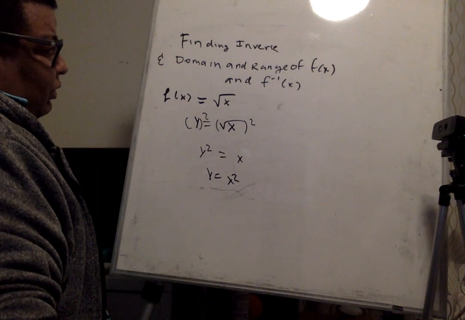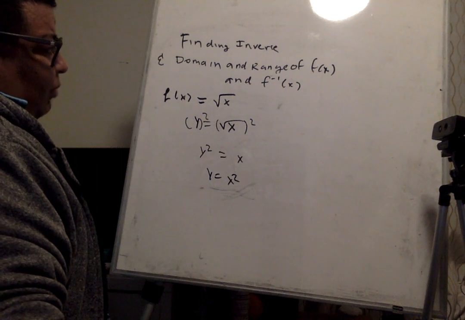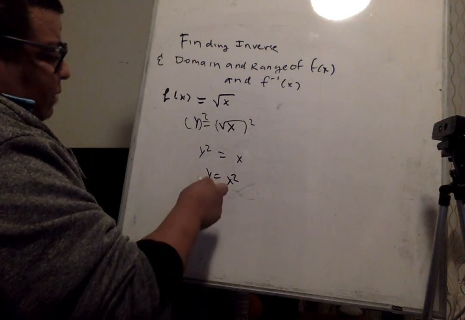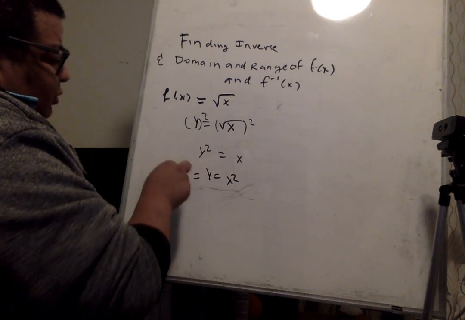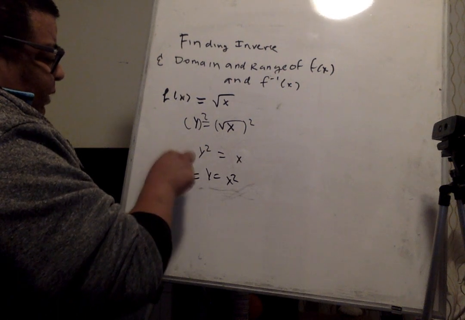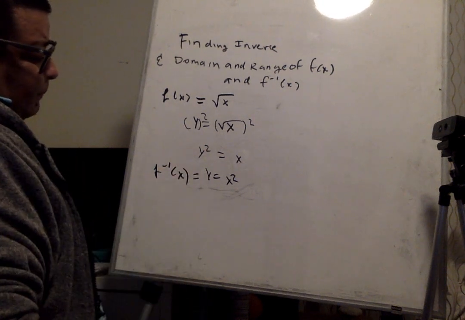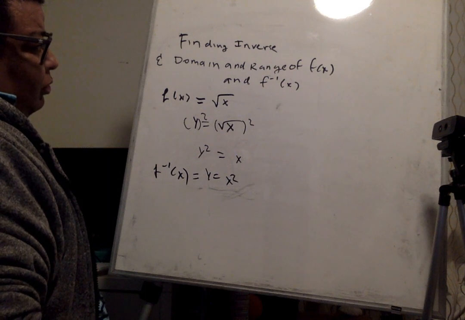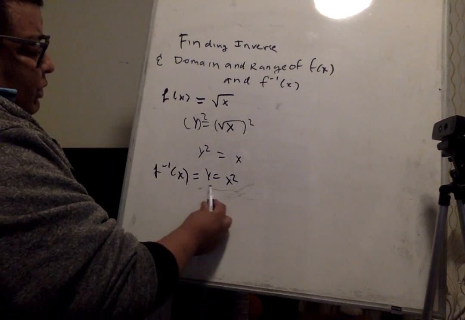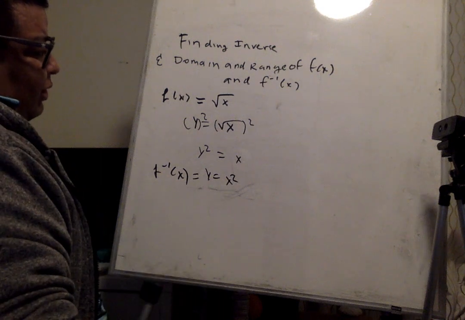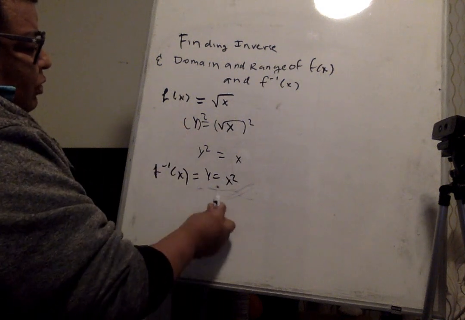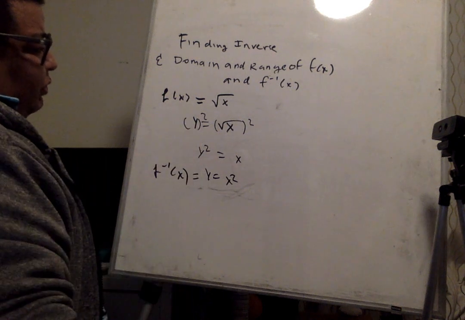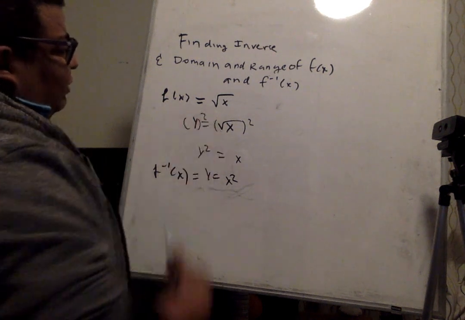Remember that the range of f of x, so this is the inverse. So this one is equal to f inverse. Remember that the domain of the inverse is the codomain of the function. So let's find the domain of the function.